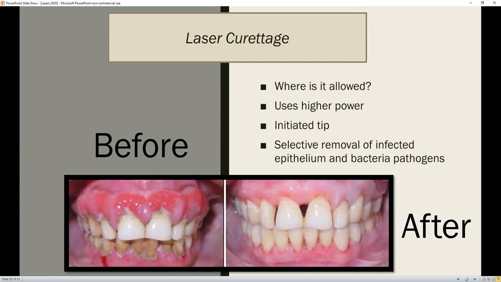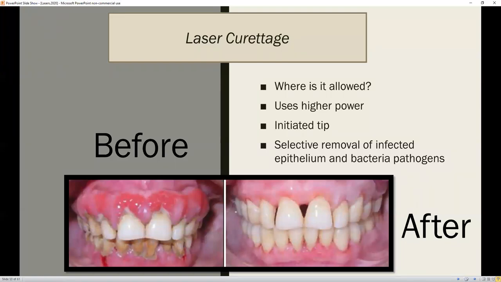So some states allow curettage and some don't. Right now, curettage is not considered the number one go-to for treatment of gingivitis. California still allows curettage. It used to be standard operating procedure, but it's done with the use of a high-powered initiated tip, right? When you're using it for laser, an initiated tip, it's cutting. And this is different from other uses. So selective removal of infective epithelium and bacterial pathogens is done. So you're actually cutting away that necrotic granular gingiva.